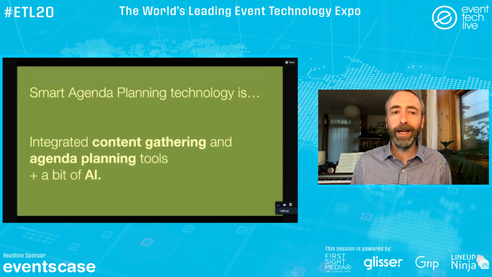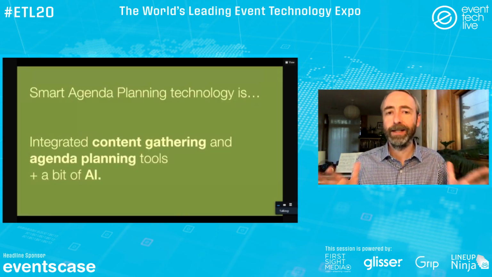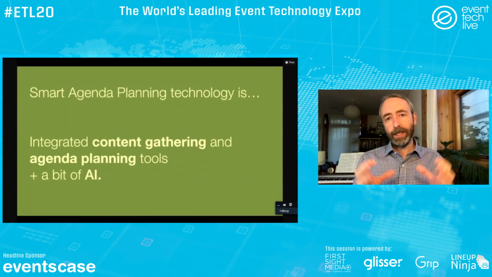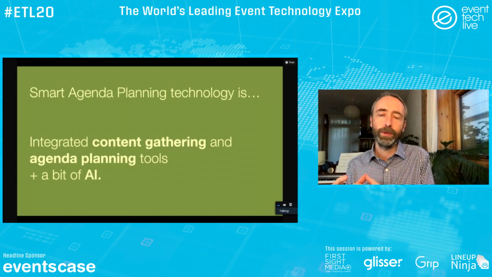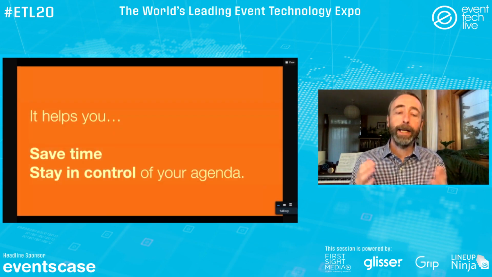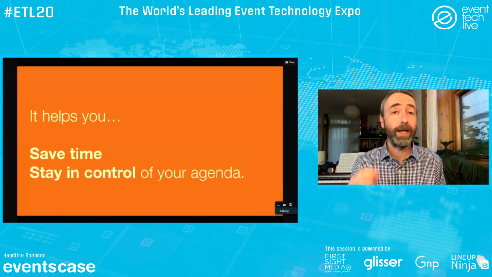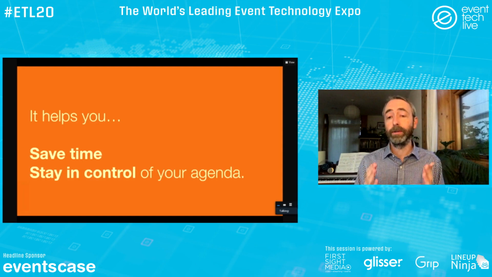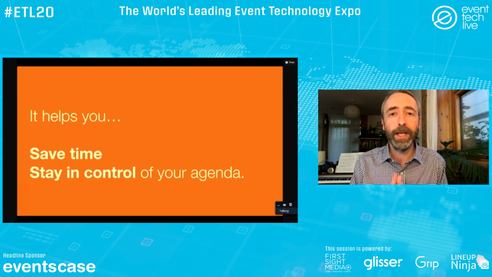Okay, so just to recap, smart agenda planning technology basically is an integrated content gathering and agenda planning tool, and then just a bit of AI to help speed things up. And it helps you as an event planner to save loads of time and to stay in control of your agenda. It really helps you to avoid any mistakes creeping into your planning process.